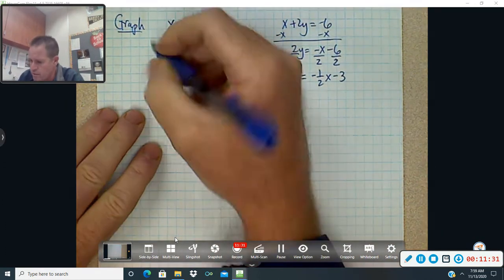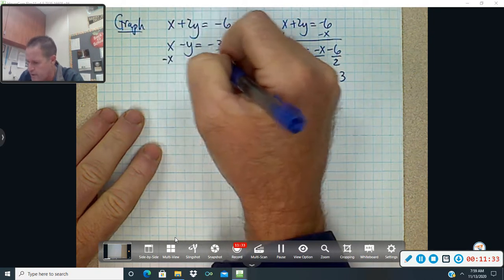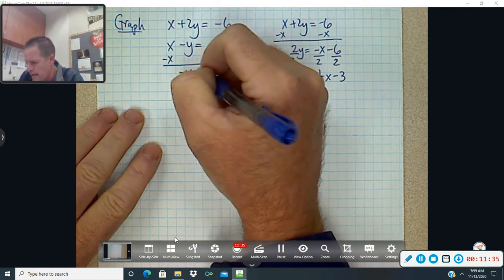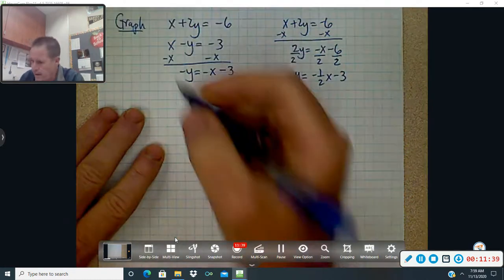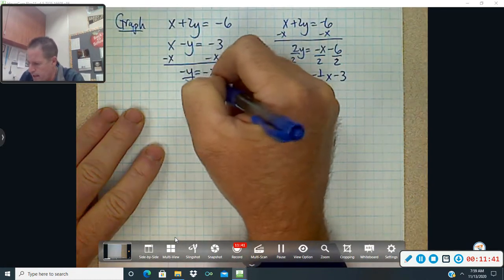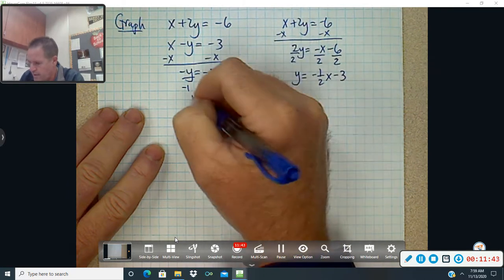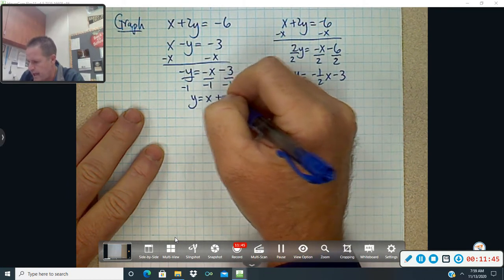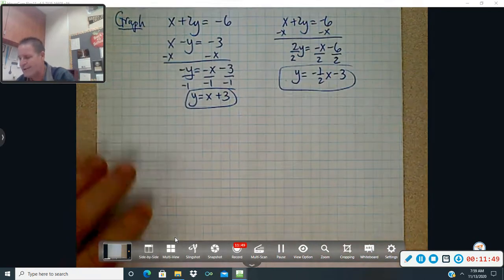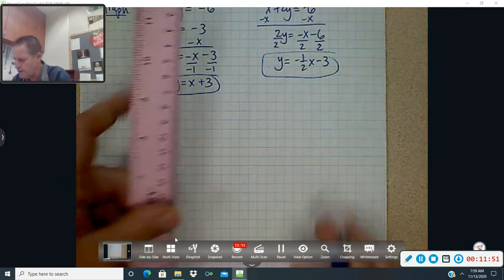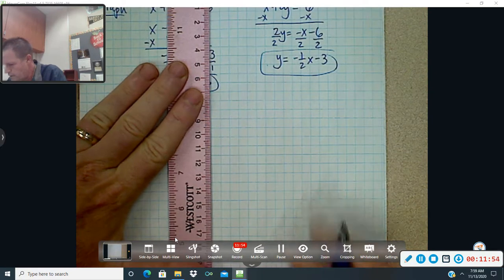Let's solve this one for y. So I'm going to subtract x from each side. That gives me negative y equals negative x minus 3. And then I'm going to divide every part by negative 1. And if I do that, y ends up equaling x plus 3. So there's the two equations that I now need to graph. And we need to see where they cross. All right, so let's do that.